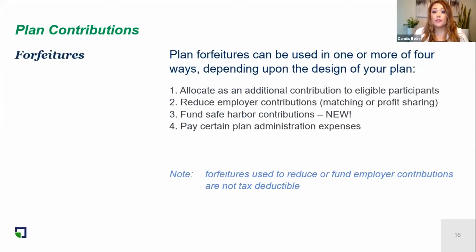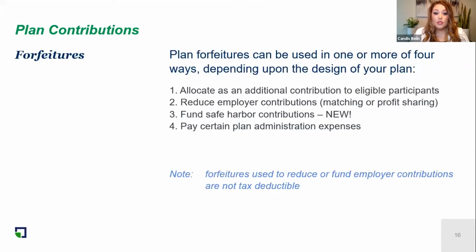So let's talk about forfeitures. Forfeitures are what happens when a participant terminates employment, they're only partially vested, and they have to leave behind unvested funds. You can use these forfeitures in 1 or more of 4 ways, depending on the design of your plan. You can allocate them as an additional contribution to eligible participants. We assist with doing that when we run the contribution allocations for the year. They can be used to reduce your employer contribution. So say you wanted to be depositing $50,000 in your employer contributions, but you have $5,000 in forfeitures to use, you can use it to reduce.